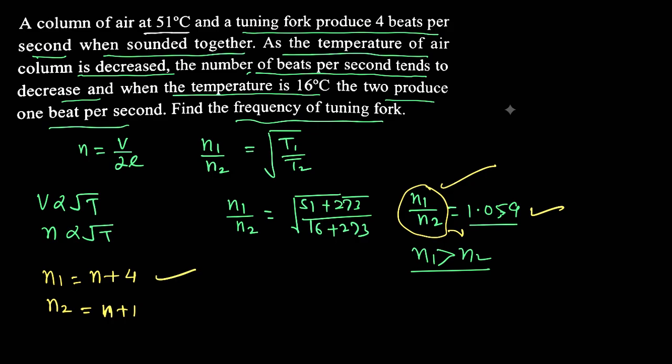So N1 should be equal to N plus 4, because 4 beats are heard, and N2 is equal to N plus 1, because 1 beat per second is heard. So what is the ratio of these two? Just substitute the values of N1 and N2. N plus 4 divided by N plus 1 is equal to 1.059, and after solving this, I will get N is equal to 49.8 Hertz. So this is the frequency.